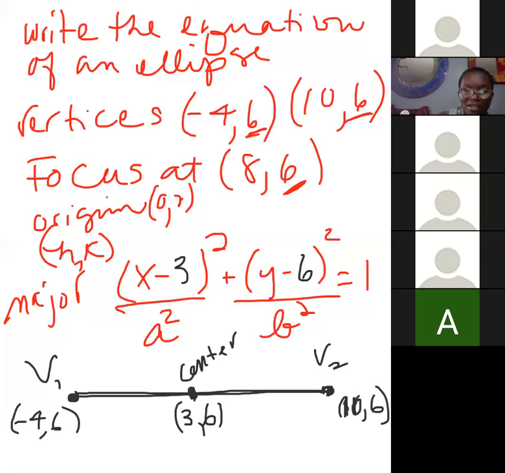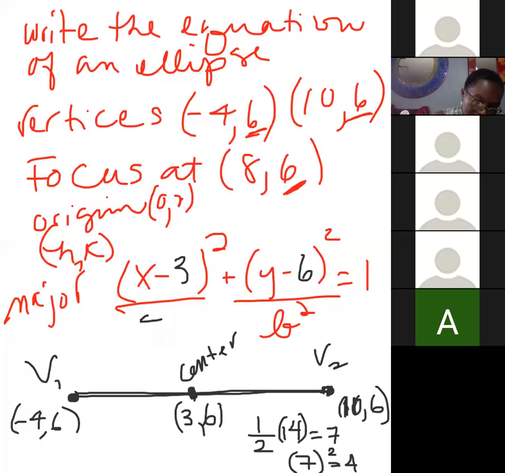What's the length of it? Going from -4 to +10. How long is that? 14. Very good, Sarah. Okay, so now we know the length is 14. So we do half of 14 to get the radius of the major axis, which is 7. And then we're going to square it, and that's going to give us the denominator of the major axis. So this is going to be 49.